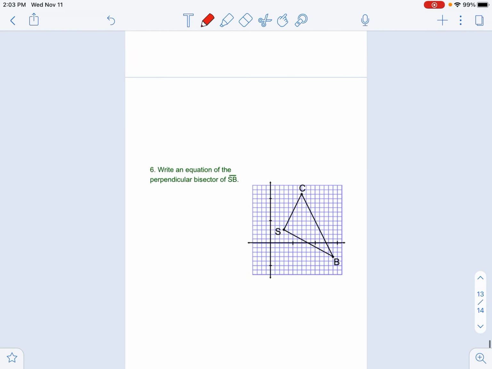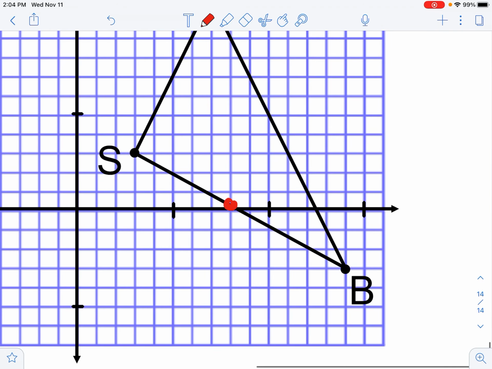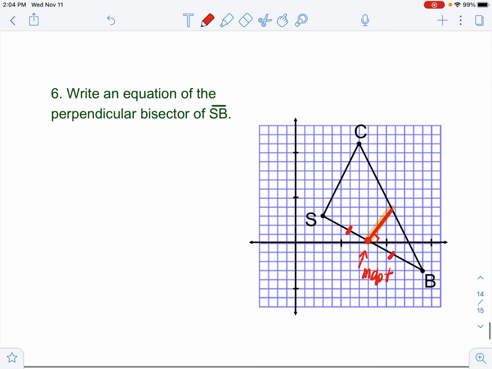All right, the very last one here, write an equation of the perpendicular bisector of SB. So here's SB on the bottom. I want to bisect it, and then I want to do that perpendicularly. So I want the equation of this orange line right here. To write the equation of that line, I need two things. I need a point, which is this midpoint right here, and then I need this slope. So I'm going to start with the midpoint of SB.